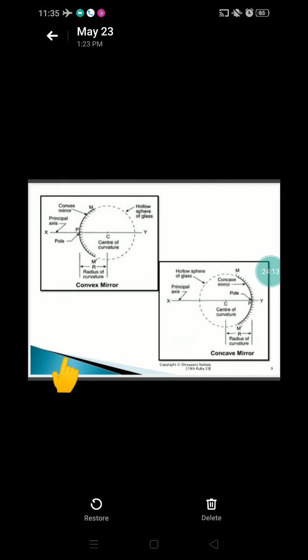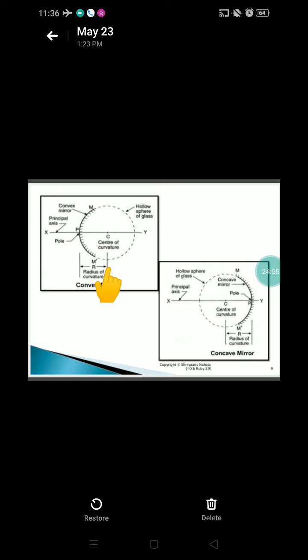So, what is center of curvature? We already studied this mirror. If it is concave or convex, it is a part of a sphere, and it has a center. That center is called center of curvature, and it is usually represented by the letter C. Write the definition. The center of curvature of a spherical mirror is the center of the hollow sphere of glass of which the spherical mirror is a part.